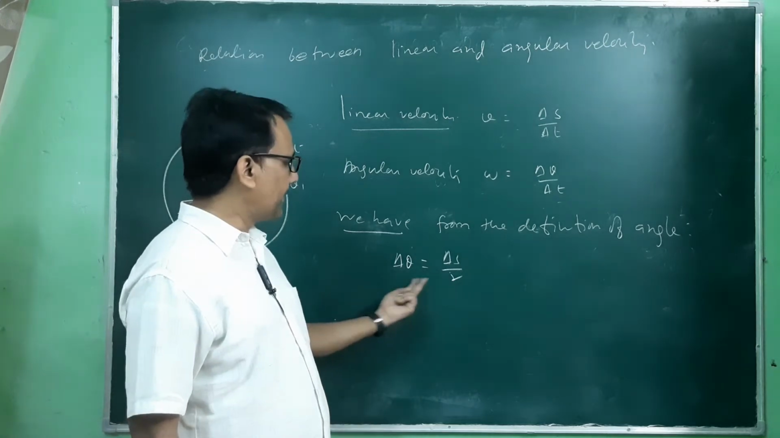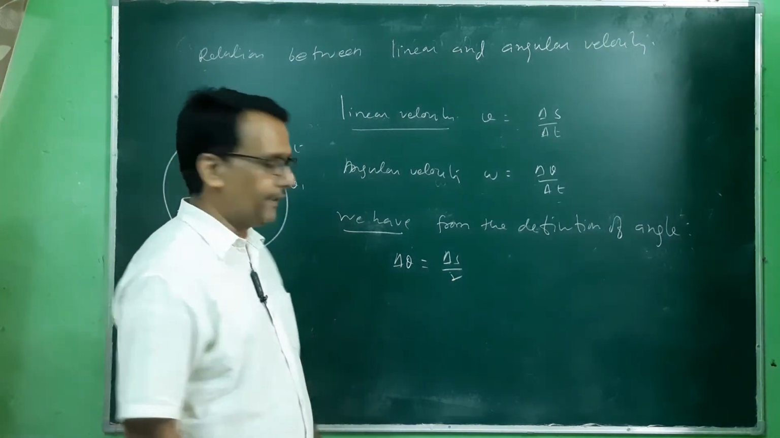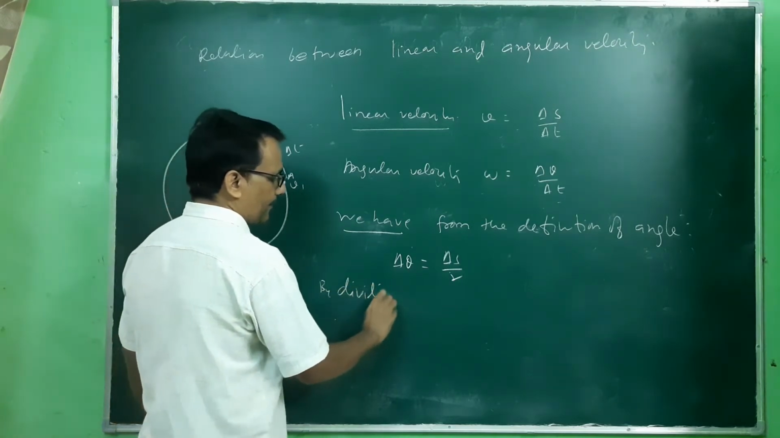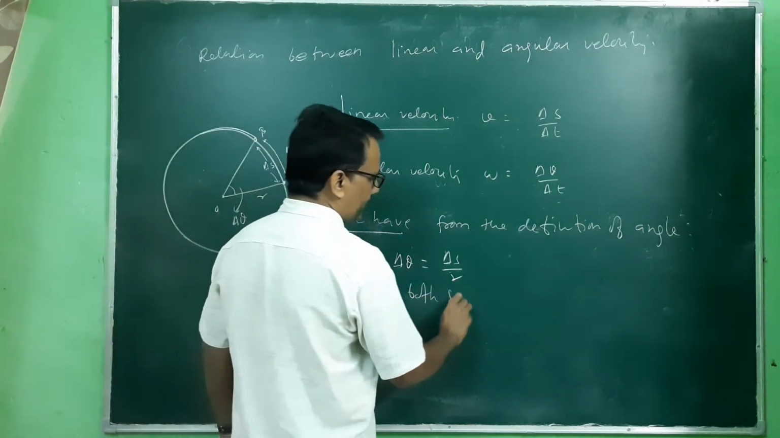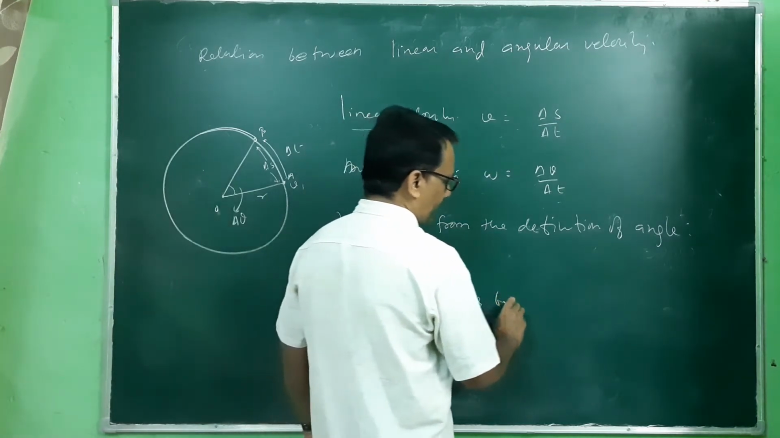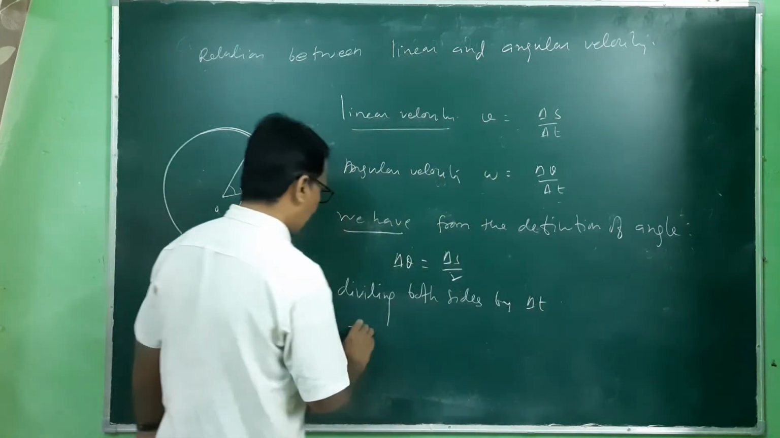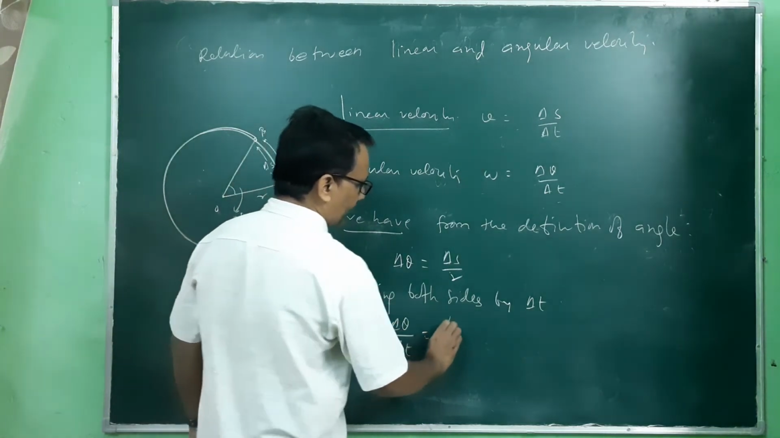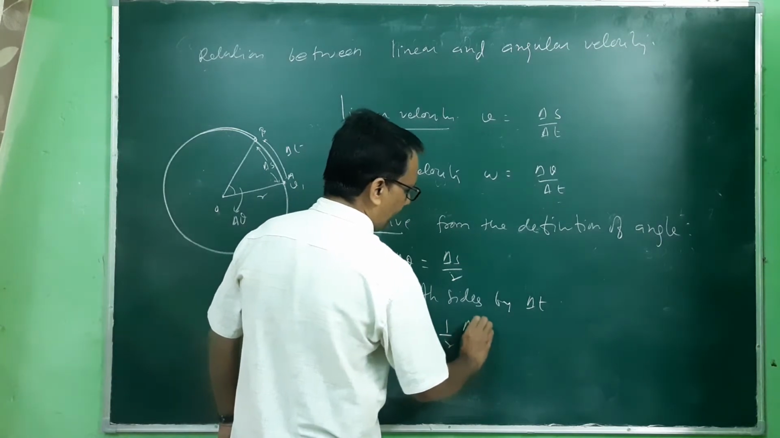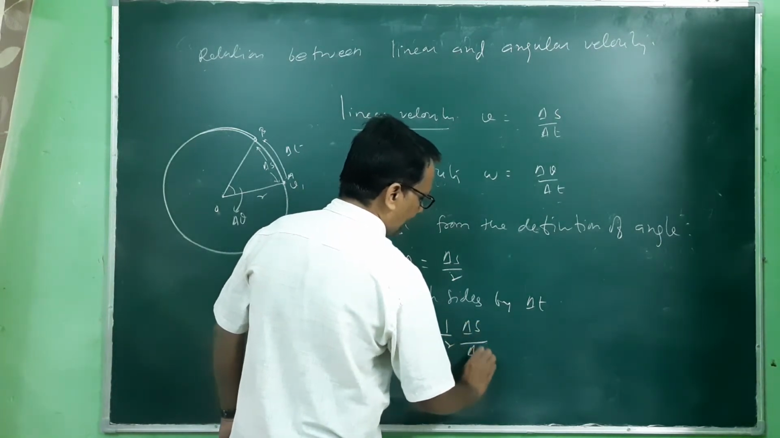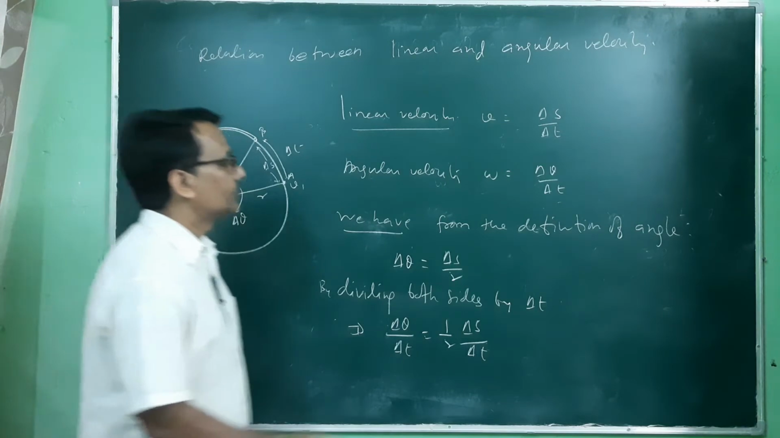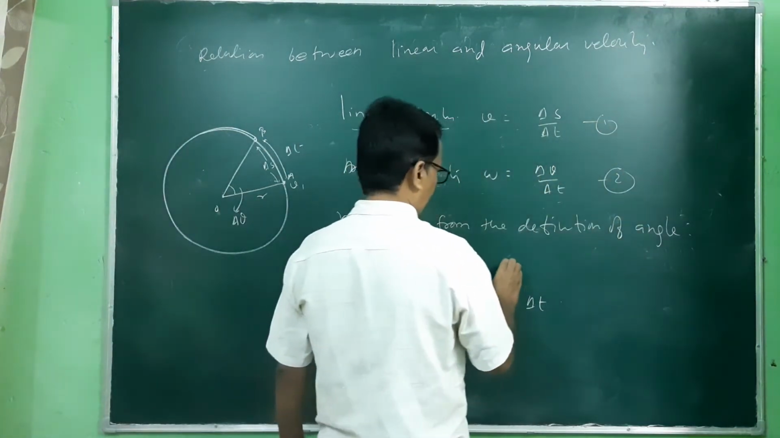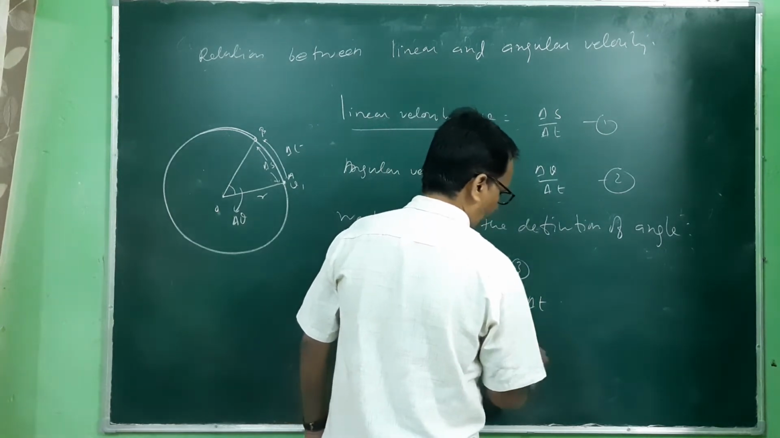Okay, let's divide the left hand side and the right hand side by delta t. So by dividing both sides by delta t, what we will have is delta theta by delta t is equal to 1 upon r delta s by delta t. So this is equation 1, this is equation 2, this is equation 3, and this is equation 4.